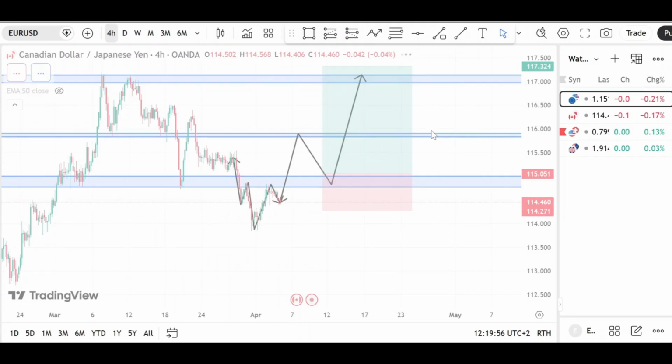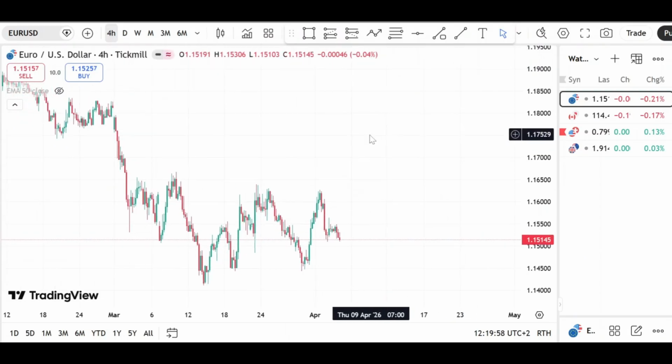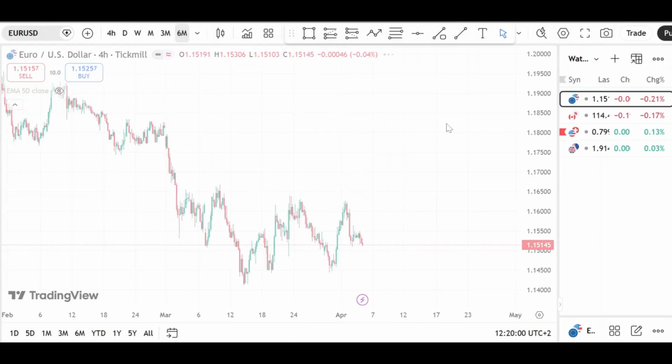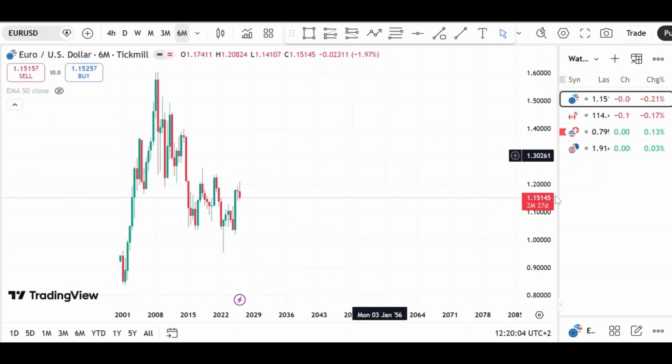Okay, the internet is lagging. Here, Euro USD, let's start with the 6-month time frame and see what's happening.